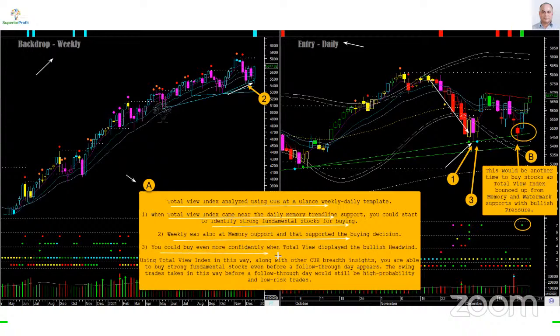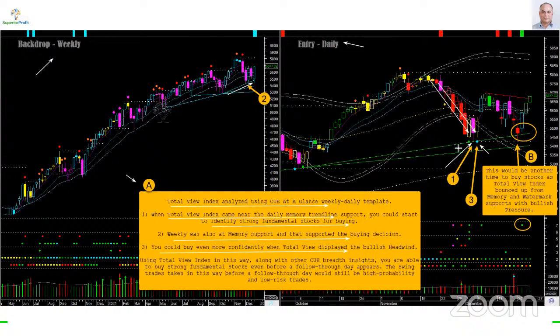You could buy even more confidently when Total View displayed the bullish headwind here. All the Q Global signals are coming together to tell us that we buy. Very few people, in fact, bought at the bottom.